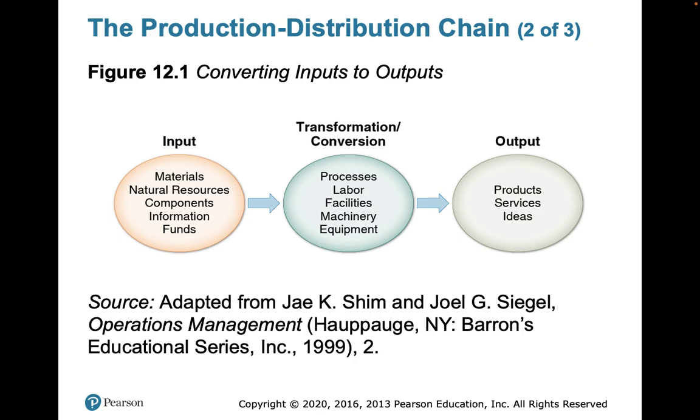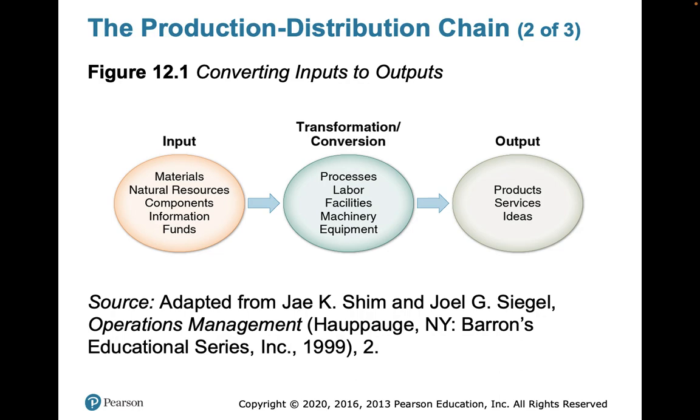Now we're going to look at a normal production process: input, conversion and output. We have the input. Input means all of the materials we need to carry out production, from natural resources and components like land, labor, capital, enterprise, information, funds. All these are considered as input, anything that can be transformed into finished products or services.